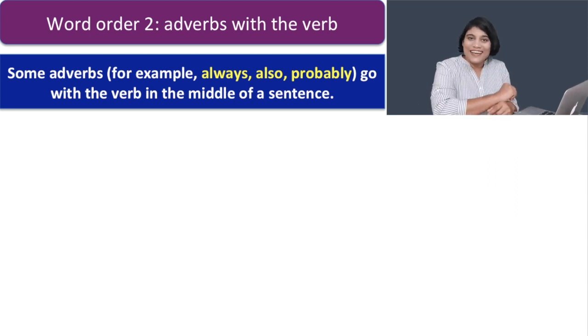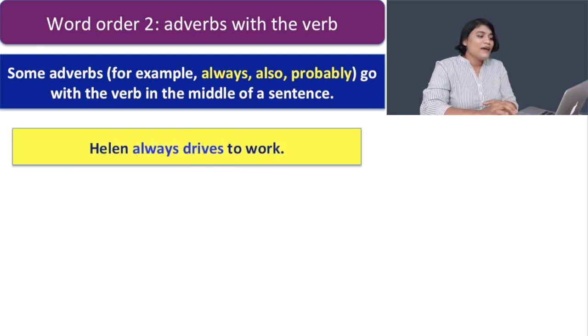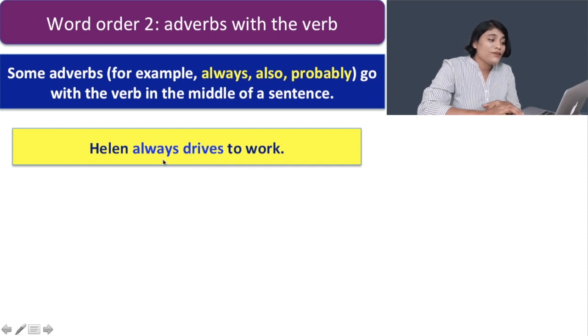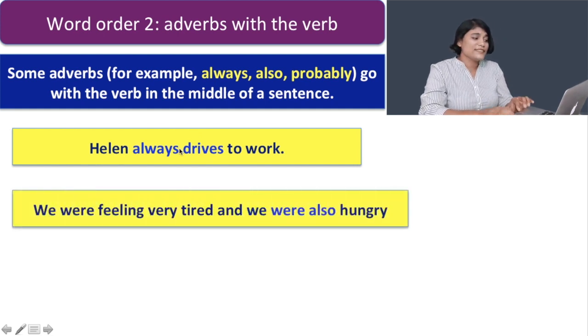So let's see the example now. Helen always drives to work. Here you find always, this adverb, placed just before the verb drives. Next example: we were feeling very tired and we were also hungry. Here after the be verb, the adverb also is placed.